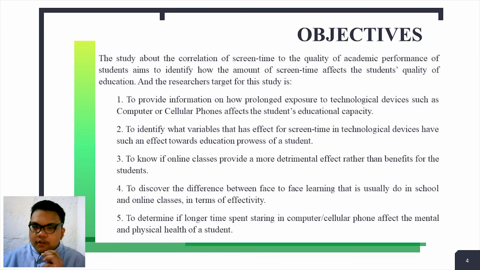Number 2, to identify what variables in the effect of screen time in technological devices cause such an effect towards the educational prowess of a student. Through achieving this objective, researchers can identify what exactly made the prolonged exposure to phones and computers affect the students in terms of their quality of education.